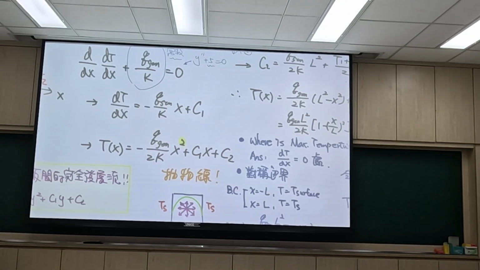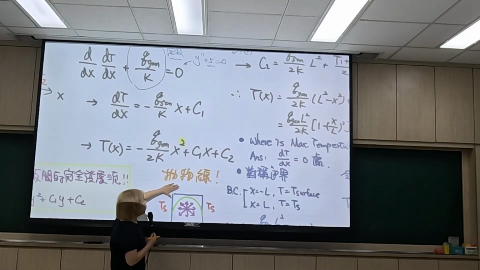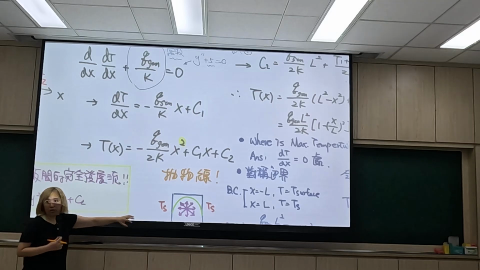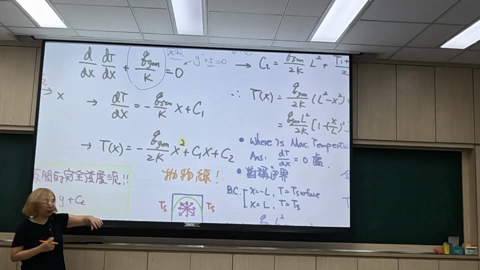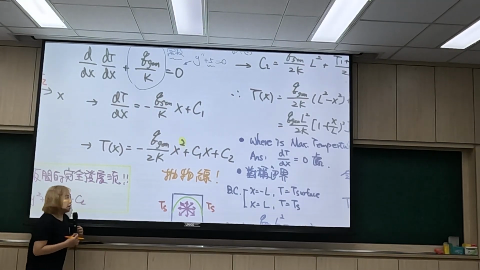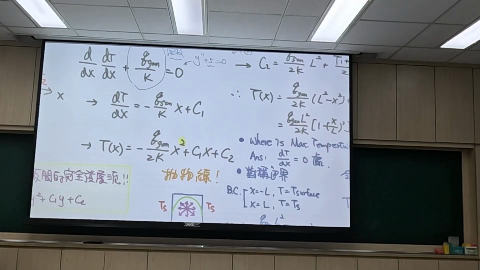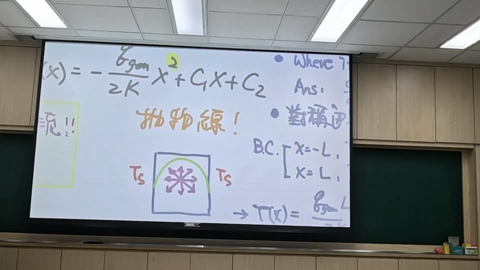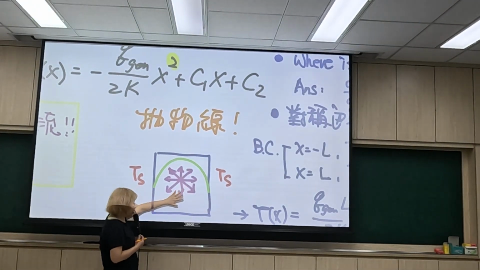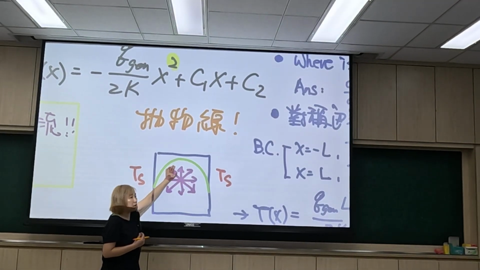Then by looking at the equation, you find there's a square here, which means the form is a parabolic profile. The note is written in Mandarin, but this is parabolic. It matches when we started talking about the boundary condition and initial condition, if you remember. You have the surface temperature on both sides and a heat generation, so the temperature distribution inside of the object must be parabolic.